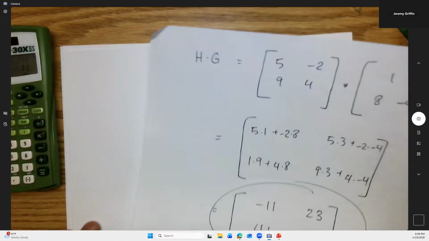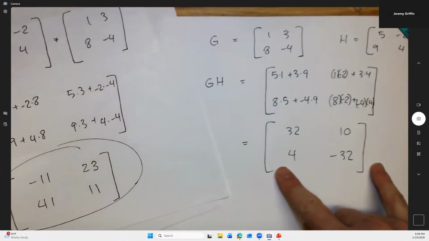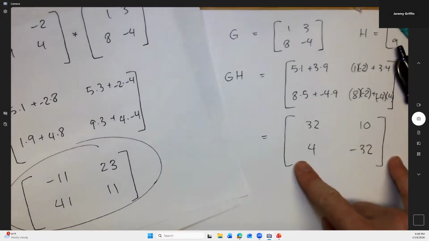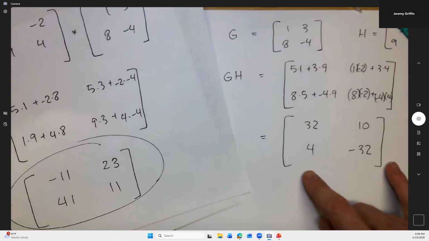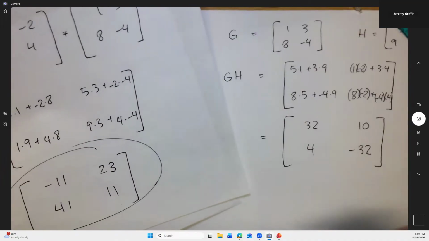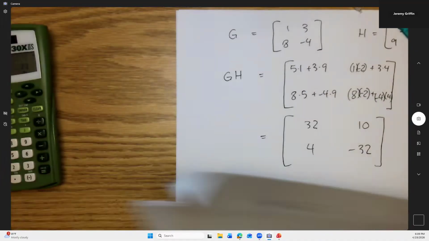See, if I go back to what I did before with GH, it's a totally different result. So again, doing a cross product of matrices is not commutative. GH and HG actually come out to different results.